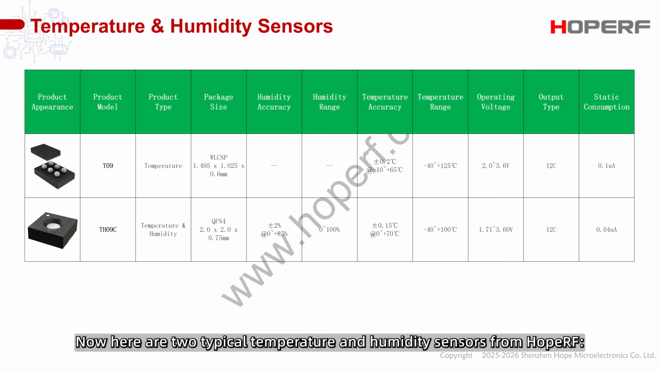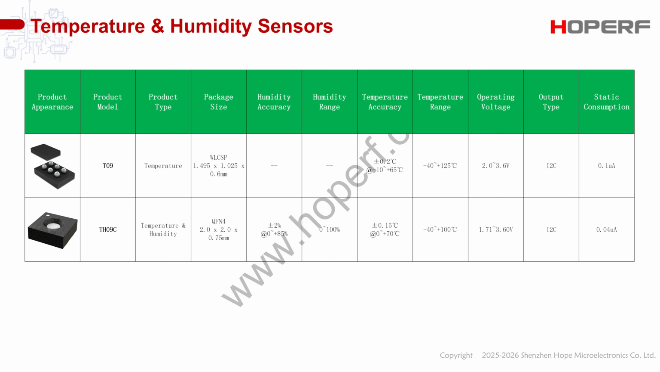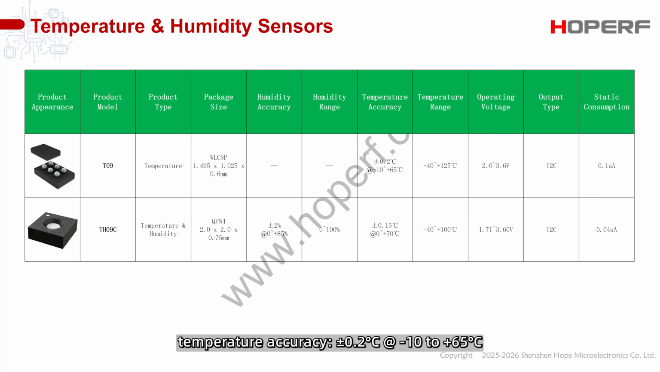Now here are two typical temperature and humidity sensors from Hoperf. T09 temperature sensor, package size 1.495 by 1.025 by 16 millimeters. Temperature range minus 40 to plus 125 degrees Celsius. Temperature accuracy plus or minus 0.2 degrees Celsius at minus 10 to plus 65 degrees Celsius.